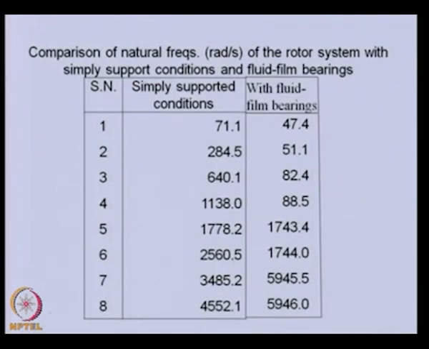Now, just to compare, in the case of a fluid film bearing, if we consider a simply supported end condition instead, what will be the change in the natural frequency? You can see that with the fluid film bearing, the value of the natural frequency decreased. So this is just a comparison of two boundary conditions. If we want to model the same system, which is actually mounted on a fluid film bearing, by a simply supported condition, you can see how much difference there will be in the prediction of the whirl frequencies.